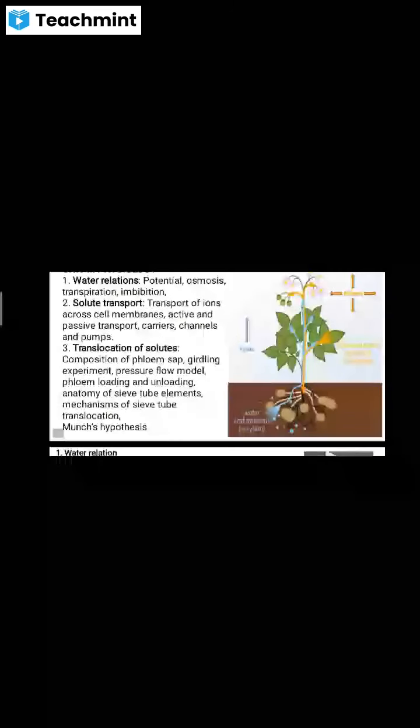the composition of phloem sap, experiments, pressure flow models, phloem loading and unloading, anatomy of sieve tube elements, then the mechanism of sieve tube translocation, and also you can study the Munch hypothesis. So with the different experiments and hypotheses, you will clearly understand how the solute particles are transported in the plant material. So all these points come in this physiology unit.